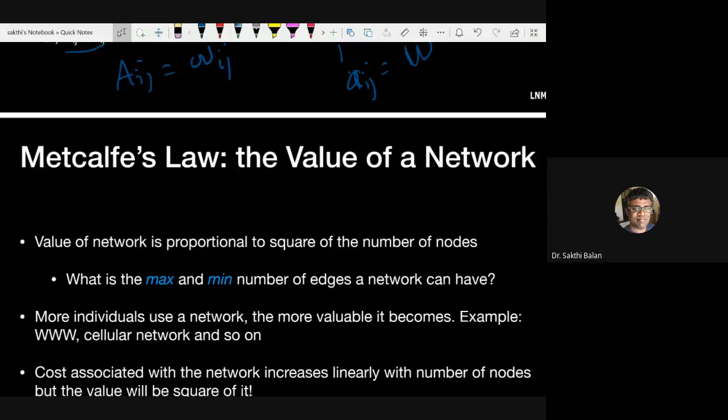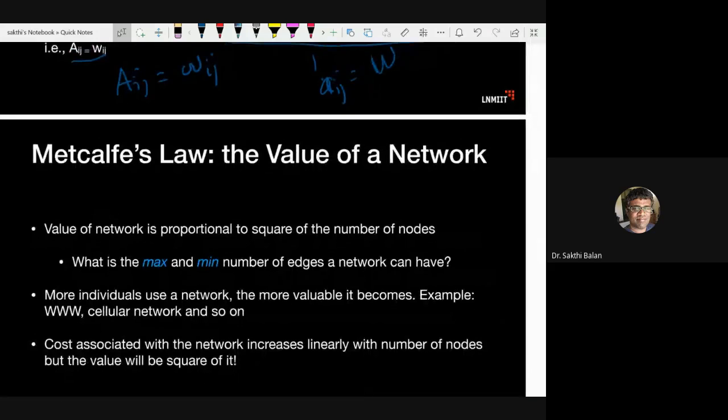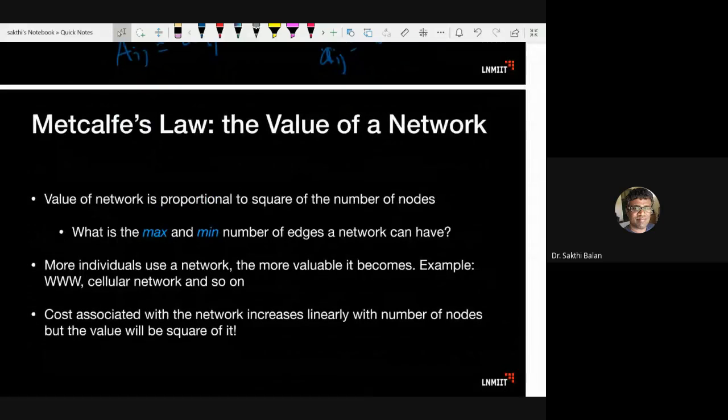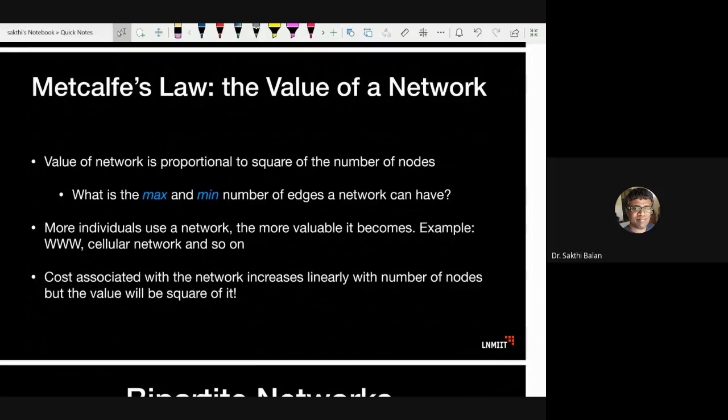Now coming to the important point of the network. I had said that when you are considering a network, it is not about the nodes, you are talking about the connectivity. When you are talking about the connectivity of the network, it means that the value of the network is proportional to the square of the number of nodes. It means the value of the network is more than the number of nodes. Exactly speaking, it is the square of the number of nodes.